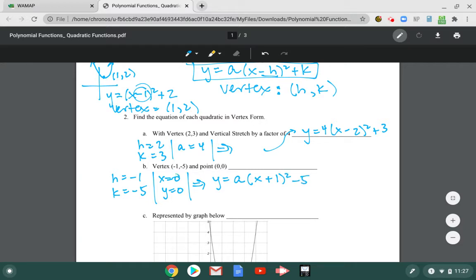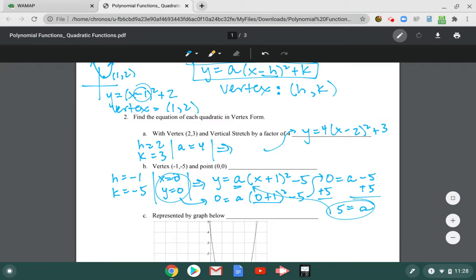Just like we've done before, I'm going to take my known point, plug those in for x and y, and then solve for a. So pretty familiar. I'm going to put in 0 for y, a, 0 for x. Doing the algebra here, 0 is equal to, this is going to be 1 squared. So a times 1, or a, minus 5. I add 5 to both sides, and 5 is equal to a. So this gives me everything I need now.